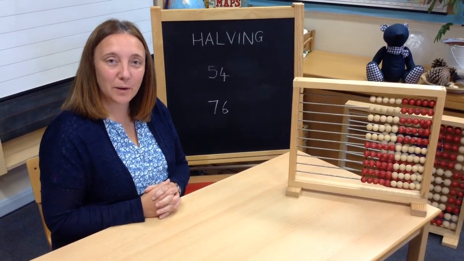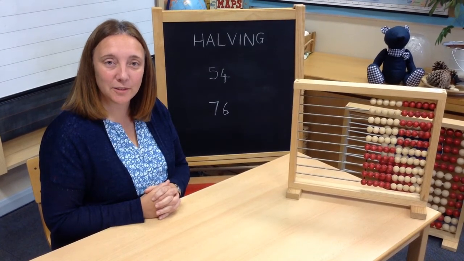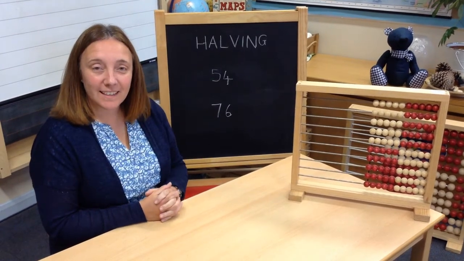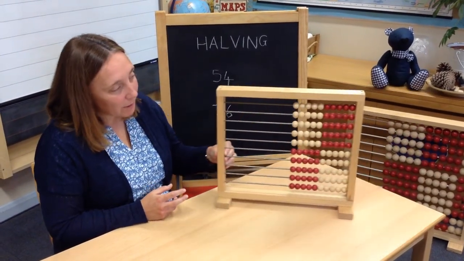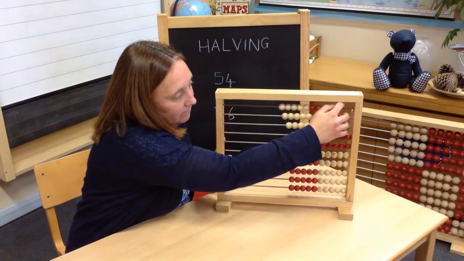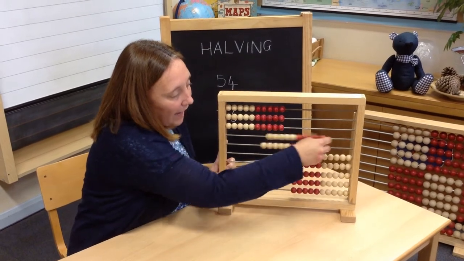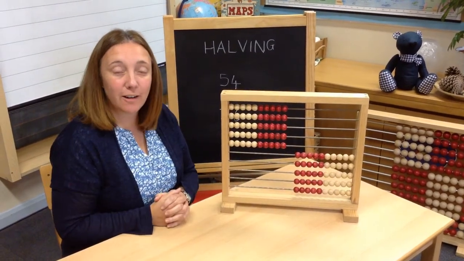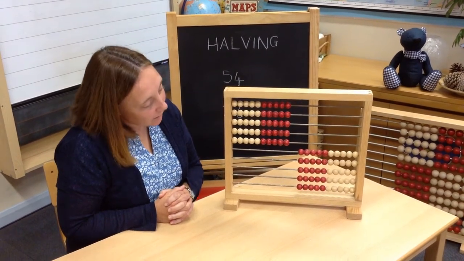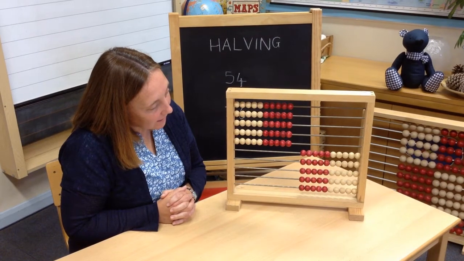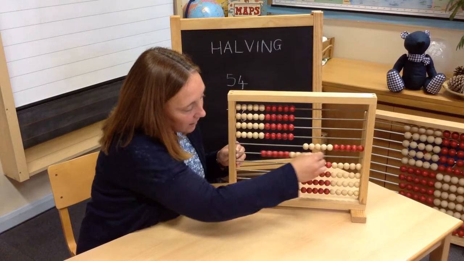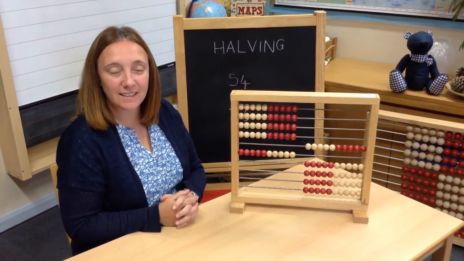I'm now going to show you how to halve more challenging numbers. These numbers have odd numbers of tens. To help us, we're going to have a look at an abacus. If I wanted to halve the number 50, we haven't yet learned how to halve 5, so it's hard to know what half of 5 tens is. So what I'm going to do is break 50 into 40 and 10. So I've separated it into 40 and 10.